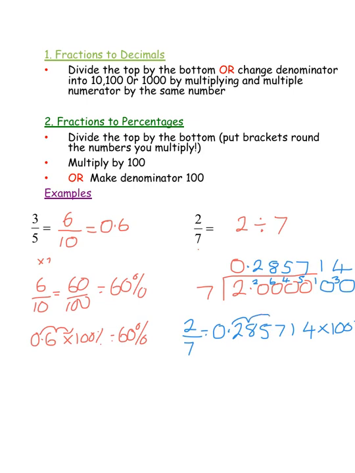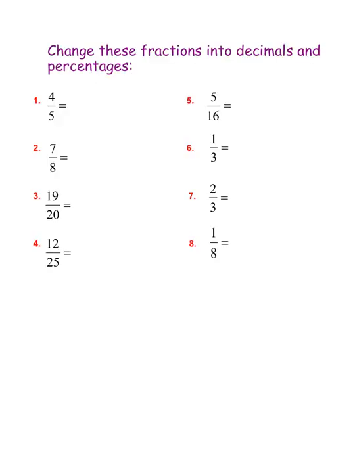So multiplying by 100 will give me, sorry, that should go in there. Multiplying by 100 will therefore give me 28.5714%, which is to 1 decimal place. The second decimal place is 5 or more, so 28.6%. On this next slide, I want you to change these fractions into decimals and then percentages.